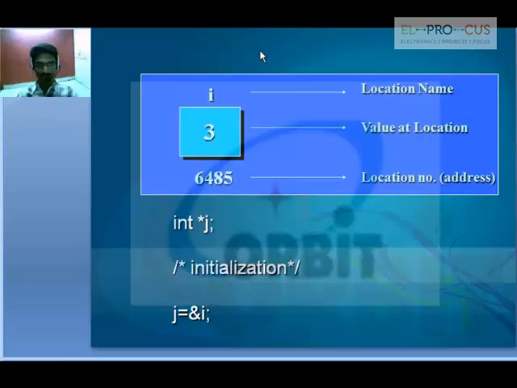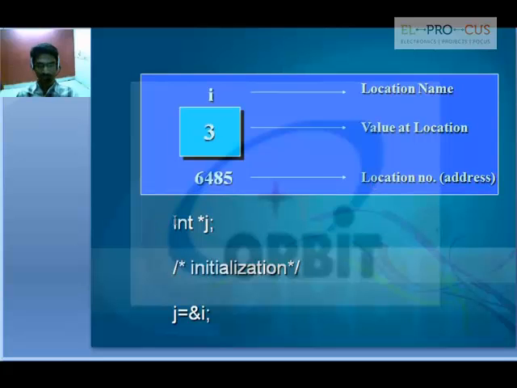So this is what happens. You are reserving 2 bytes of space whose name is given as I, the location name is referred to as I, and the value at that particular location happens to be 3, and the identification of this entire location is unique with the help of the address of that location.